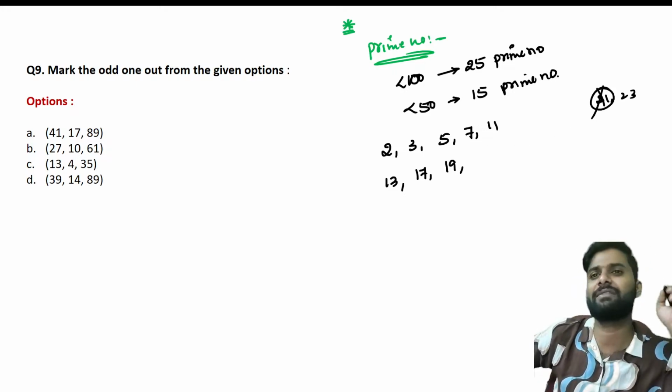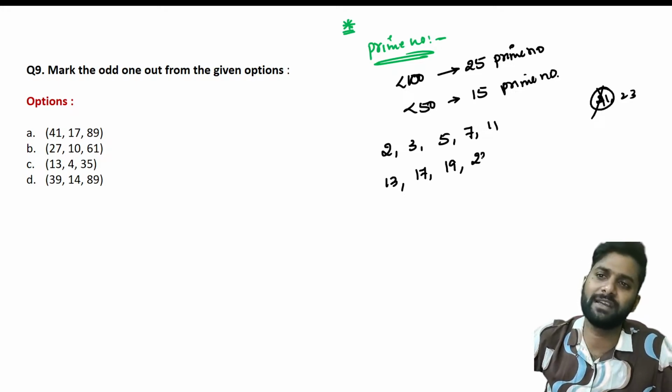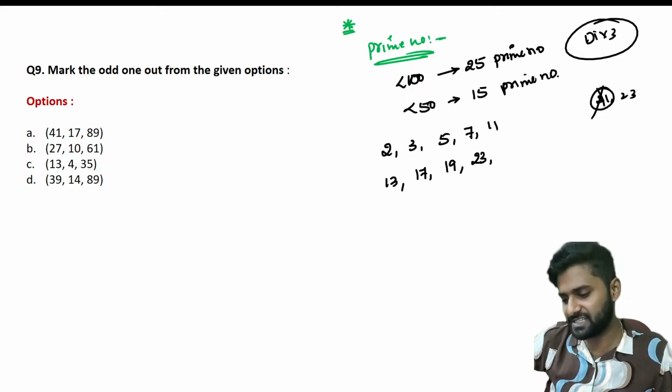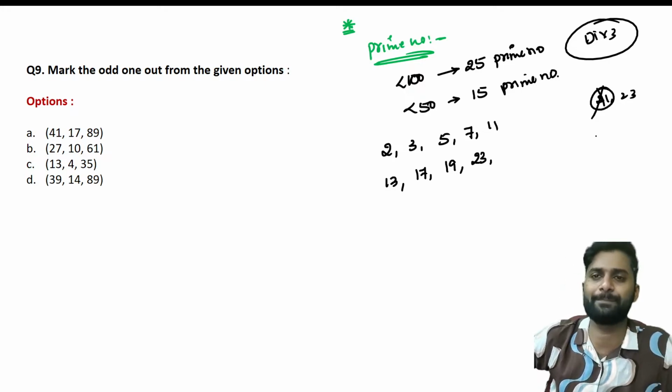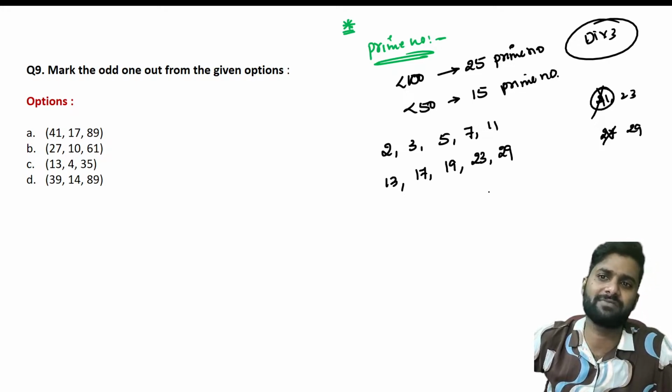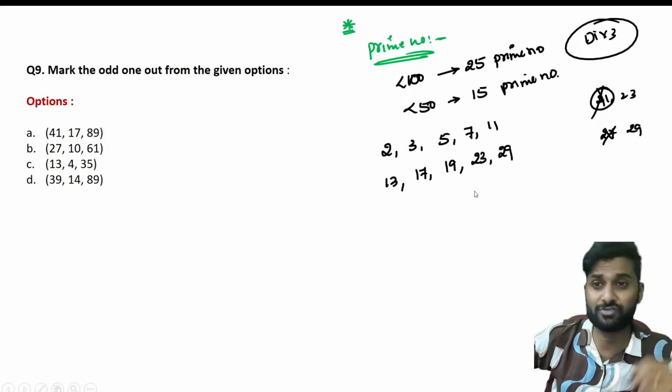21 is exactly divisible by 3. That's right, take it as 23. So learn the divisibility by 3 property. You already know that if the sum of its digits is divisible by 3, the whole number is divisible by 3. Next, 27 or 29. So remove 27. Why? Because 27 is divisible by 3.